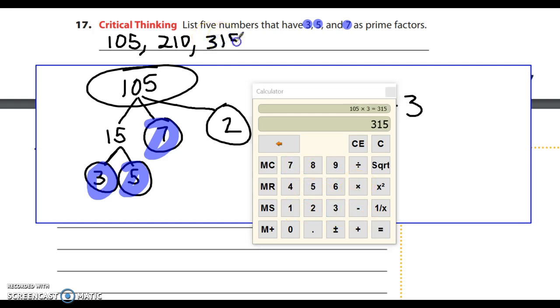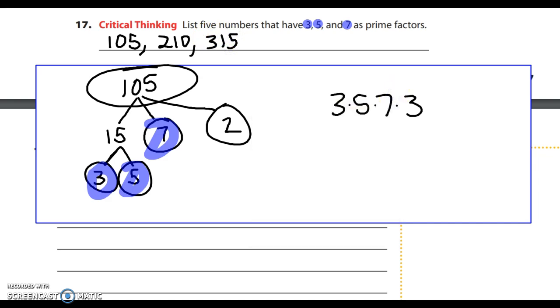You should notice a pattern here. My first number is 105. My second number is 105 plus 105. My third number is 105 times 3. It's a perfect pattern. I just add 105 each time. And it's because 3 times 5 times 7 is 105. So two more answers that would have 3, 5, and 7 as their prime factors would be 420. And I could prove that. And 525. I could prove all of those.